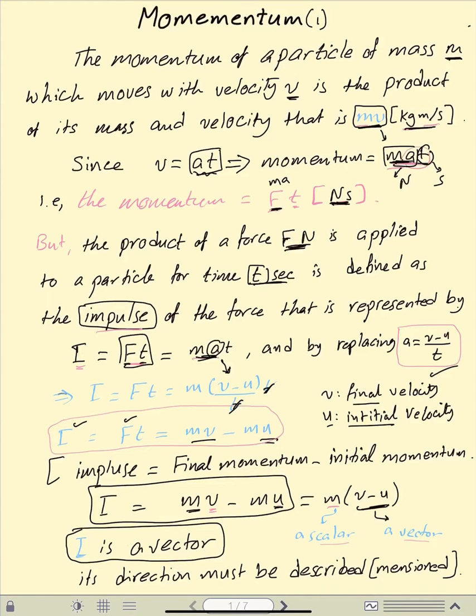We have to know that the impulse is one of the quantities that are vectors, since mass is a scalar and velocity is a vector. By putting m as a common factor, you get m times the difference in velocities. A scalar times a vector in mathematics is a vector. That means I must state or describe the direction when I solve problems on momentum.